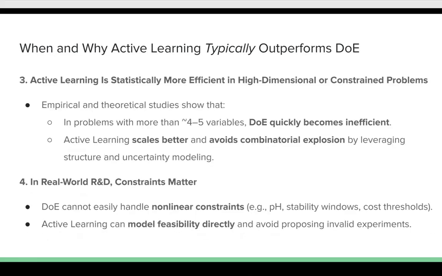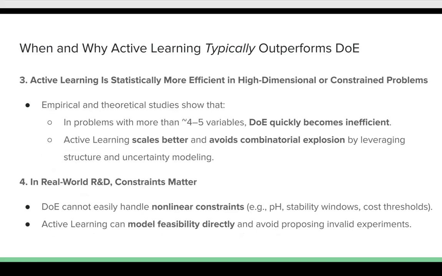Active learning is also statistically more efficient in high dimensional or constrained problems. And there are a lot of empirical studies that show that any place where you have more than 4 to 5 variables, design of experiments quickly becomes inefficient. Active learning scales better, avoids the combinatorial explosion that you see with design of experiments, by leveraging structure and uncertainty modeling.